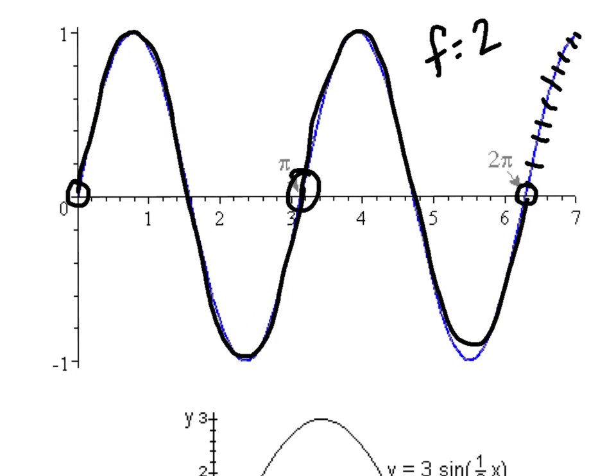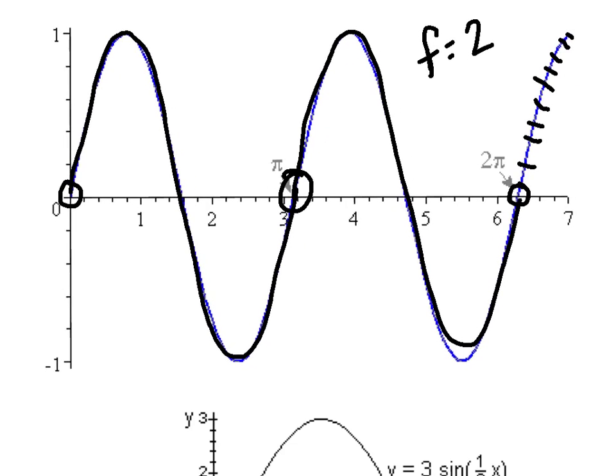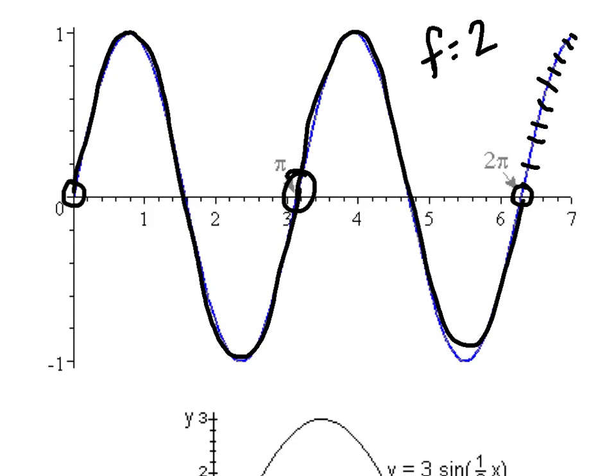Let's make sure we get that picture in our notebook. Sketch it the best you can, and then just write down that the frequency was 2. Again, I didn't label the x-axis in terms of pi, but this root right here was just a little beyond 3.